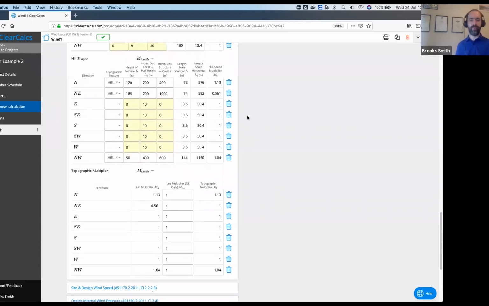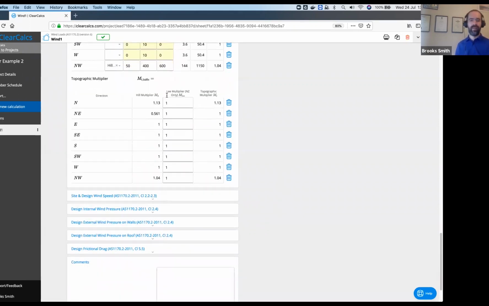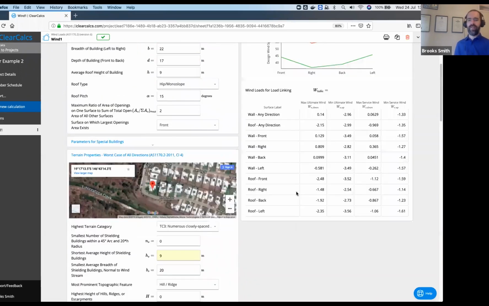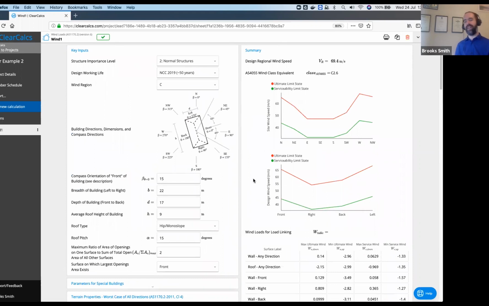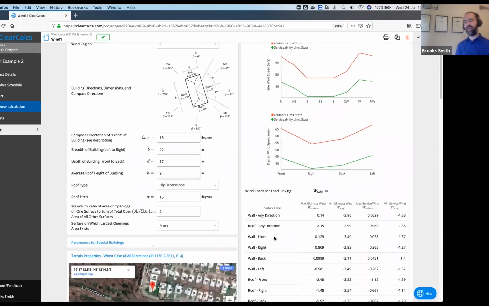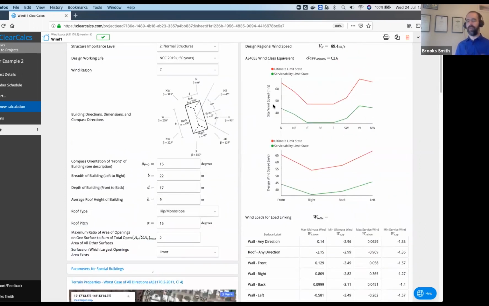We can leave everything else blank there for other directions because it's basically flat in every other direction, and you'll see M sub H is 1.0. Finally, Lee multiplier, only relevant for New Zealand, so it's 1.0 everywhere here. That ends up with our topographic factors calculated in the final column there. So finally, that gives us all of our site and design wind speeds and loads, and pressures.